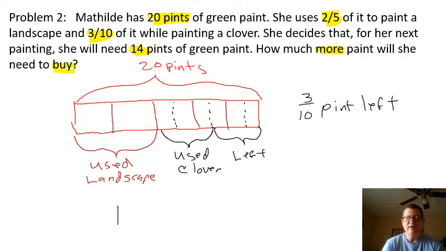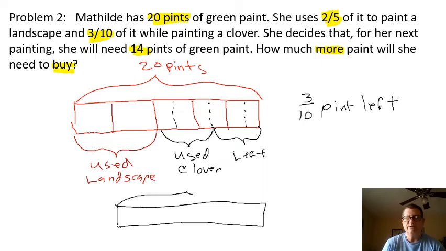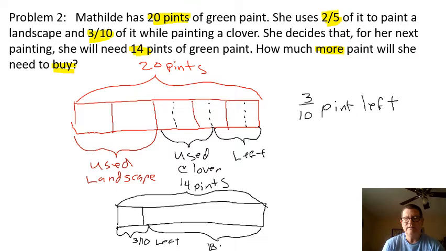Now, let's take a look at the second part. It says for the next project, she is going to need 14 pints. And I can see here that we have 3/10 left. So this is what has to be bought. So I can see by this here, I've got 14 pints. If I subtract the 3/10 from that, of what I have left, I should be able to solve what I need to buy.